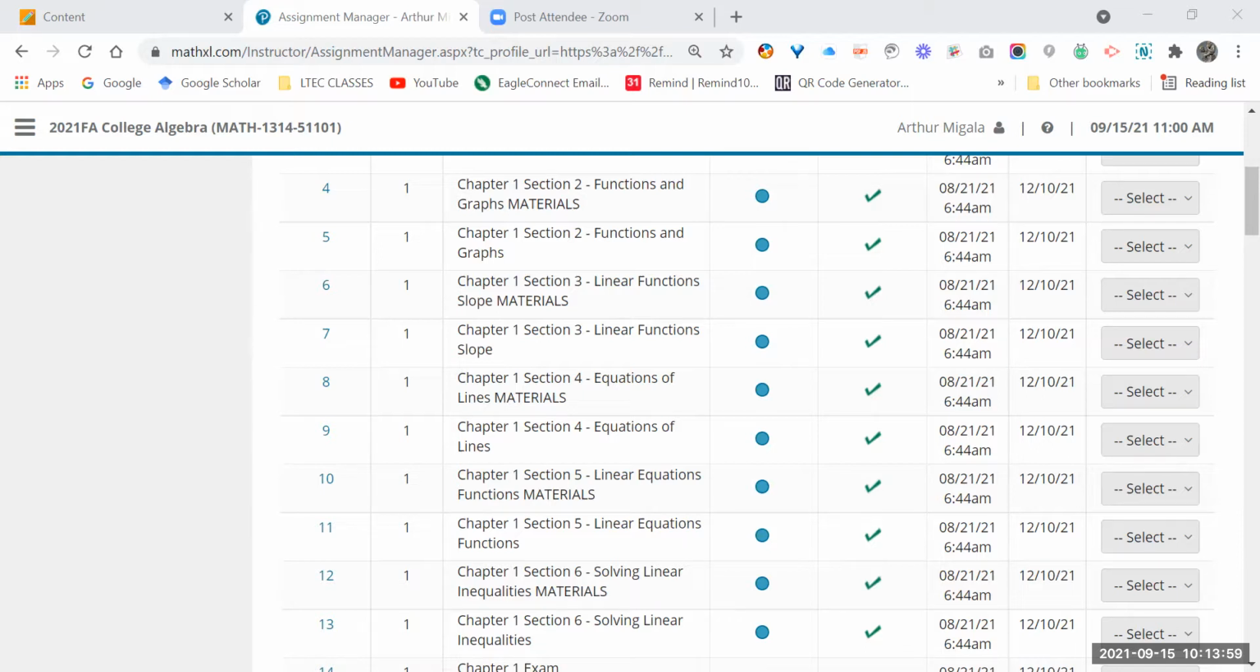F of 3. So I go to x is 3, and I go up. Yep, it's at 1.